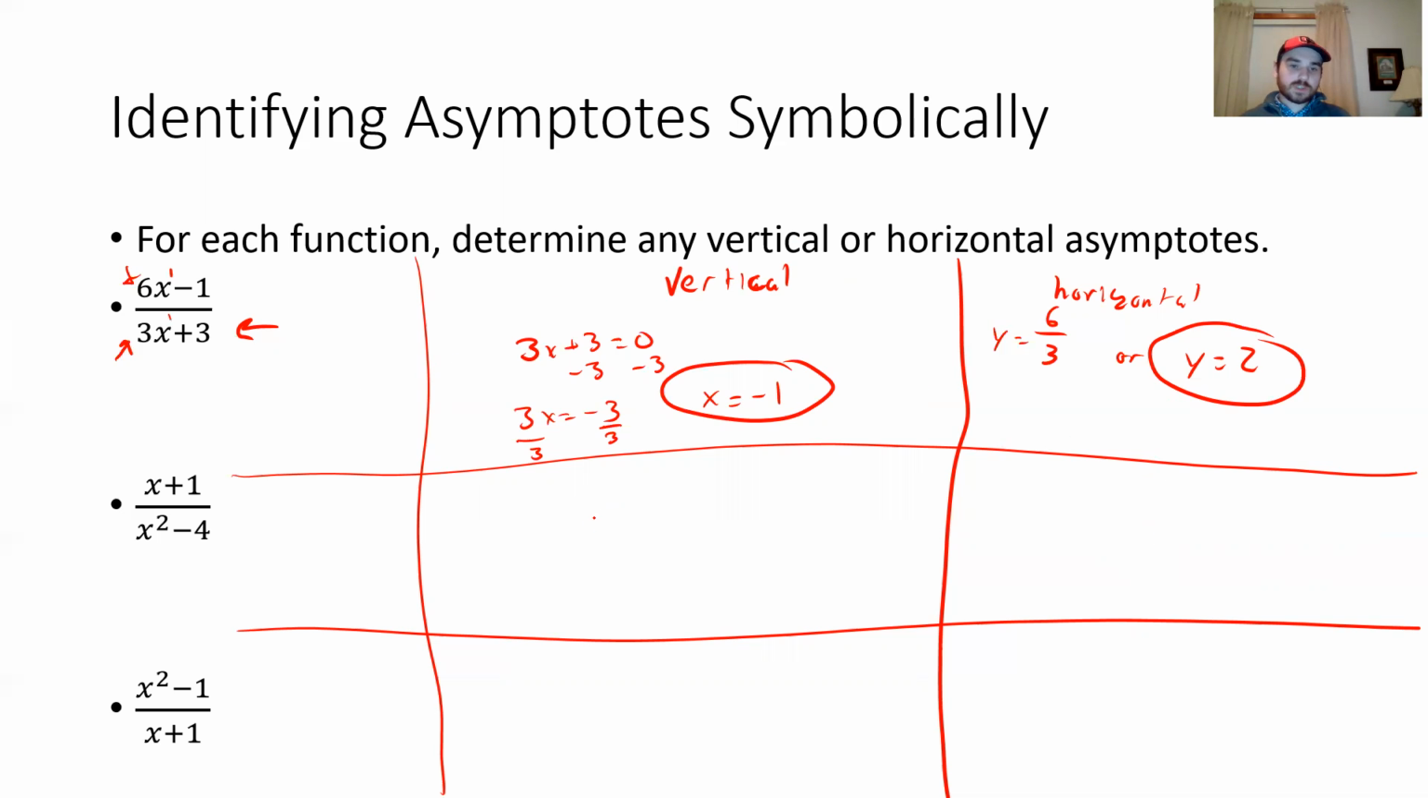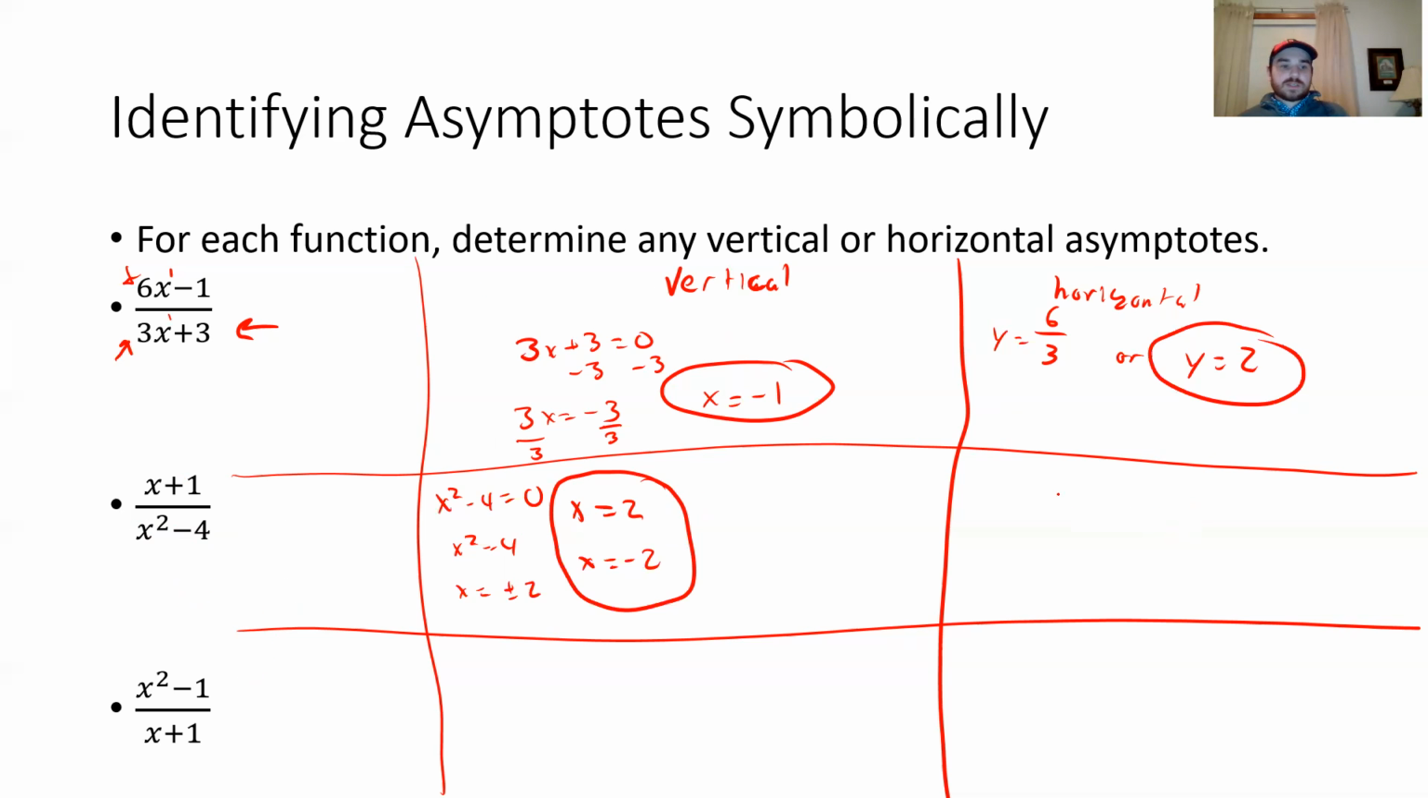This one, starting with our vertical one, we need to set x squared minus 4 equals 0. Luckily, this one's pretty easy. We just need to set x squared equal to 4. So x equals plus or minus 2, which means we have a vertical asymptote at x equals 2 and x equals -2. So these are our two vertical asymptotes for this. In general, your vertical asymptote number is going to be the same as the degree of the function on the bottom. It's not always the case, but usually it's going to be the case.